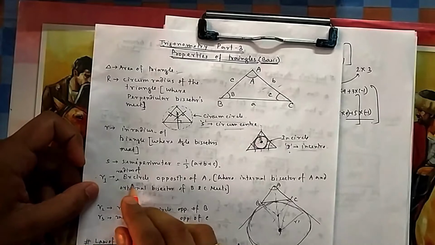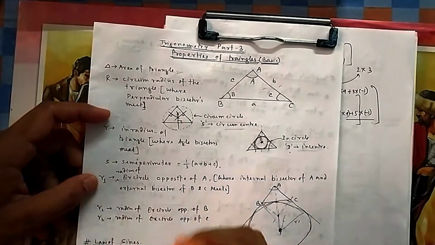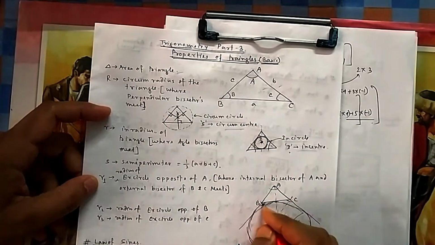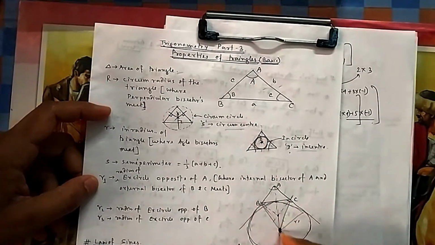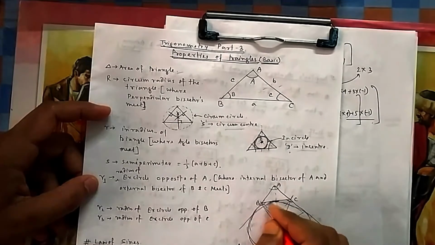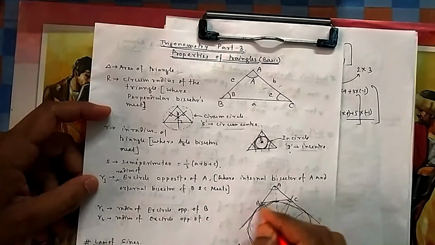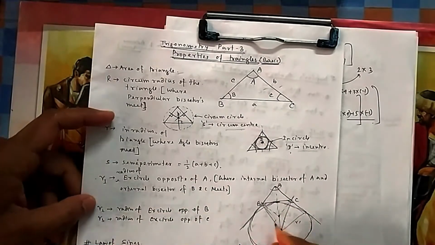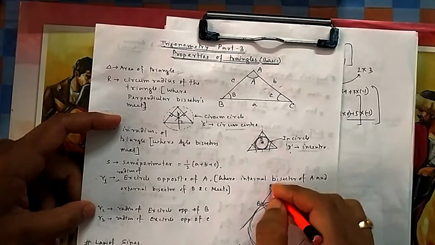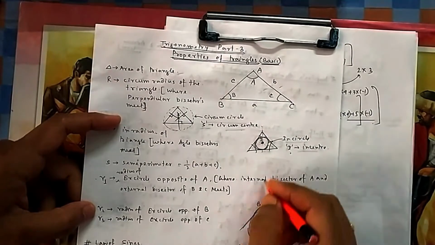R1 is the radius of the excircle. There are 3 excircles, 1, 2, 3. What will be the excircle? Take the first excircle, R1. Here the internal bisector of angle A and the external bisectors of angle B and angle C meet at a point which is known as the excenter of excircle 1. If you draw a circle, it will touch all 3 sides, this side and the extended sides of AB and AC, and that radius is known as R1. Similarly, you can draw opposite to B, with the internal bisector of B and external bisectors of the others meeting here, and there will be a circle. Here also there will be a circle, that is R2 and R3.